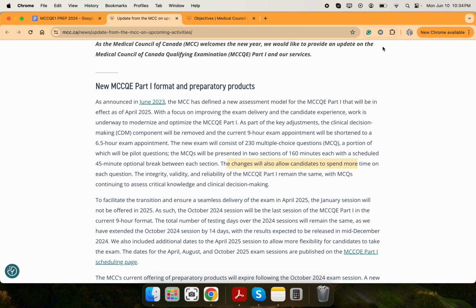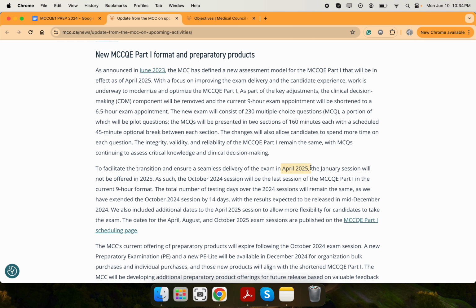So there might be changes, but we don't know yet how many questions in each section. But yes, the one thing which they have also mentioned, the change will also allow candidates to spend more time on each question. The integrity, validity, and reliability of the MCQ Part 1 remains the same, with the MCQs continuing to assess the critical knowledge and the clinical decision making. So their motive to assess the exam is the same, but the pattern might be changed, and this is going to be starting from April 2025.